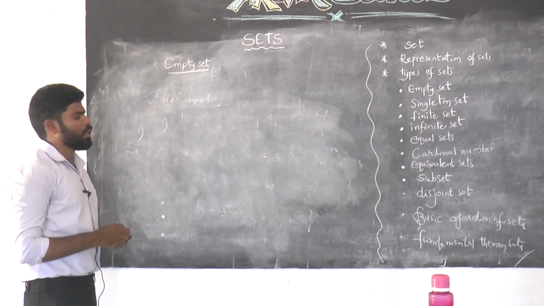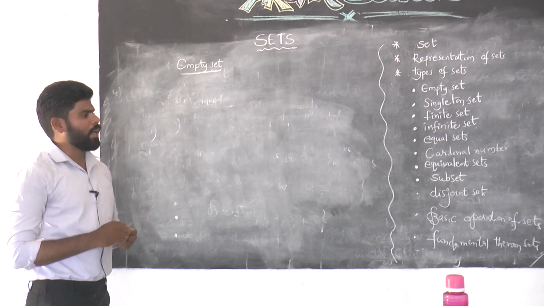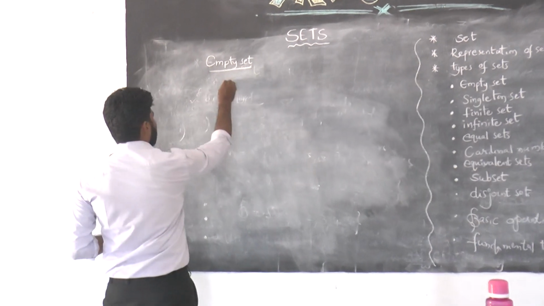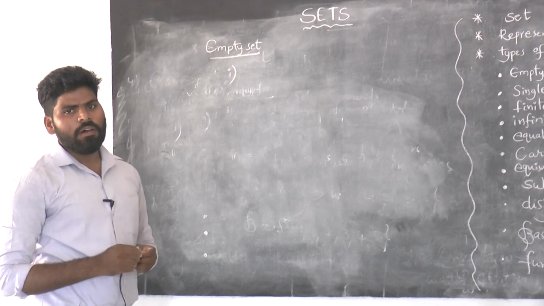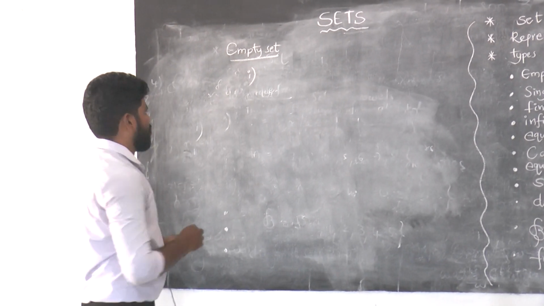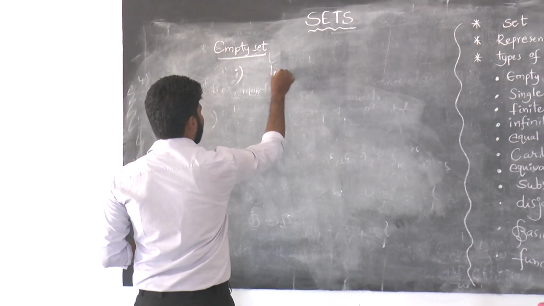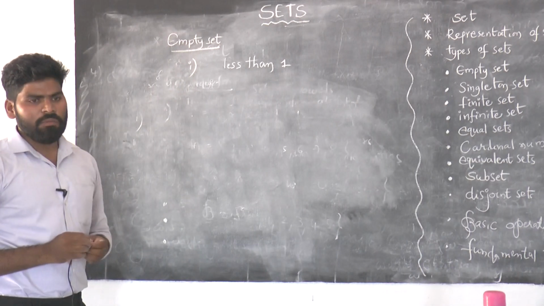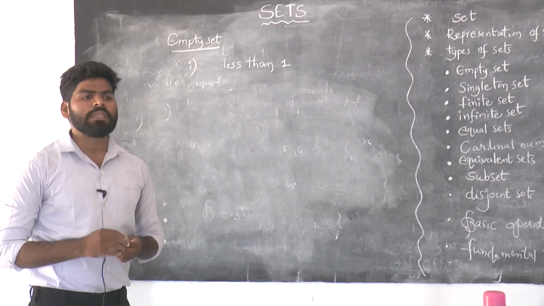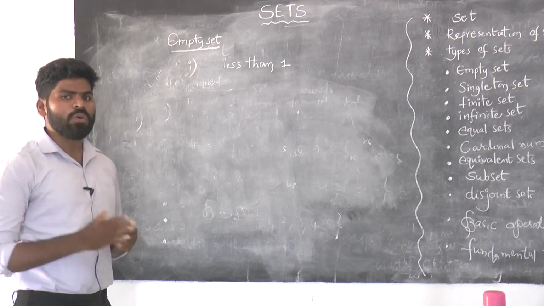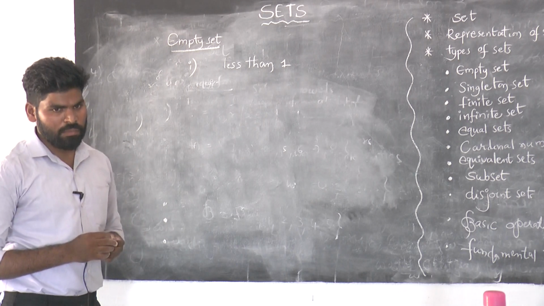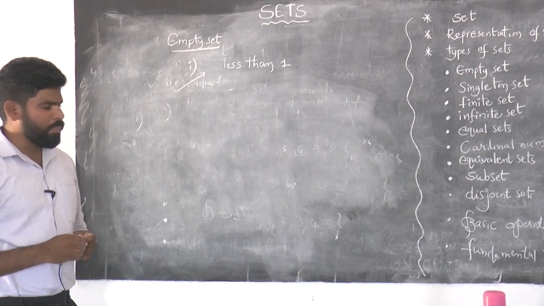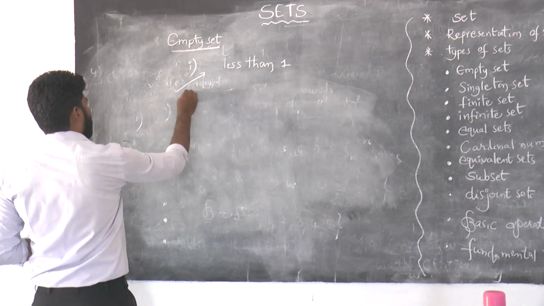Empty set means a set that does not contain any element. For example, the set of natural numbers less than 1. Actually, the natural numbers start from 1 up to infinity. There is no natural number before 1. That's why this set belongs to the empty set.